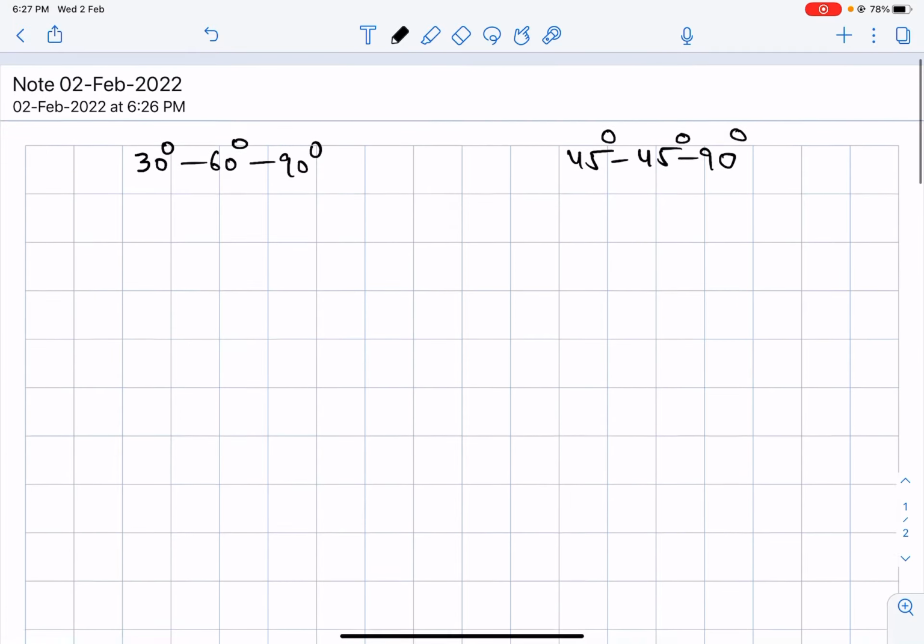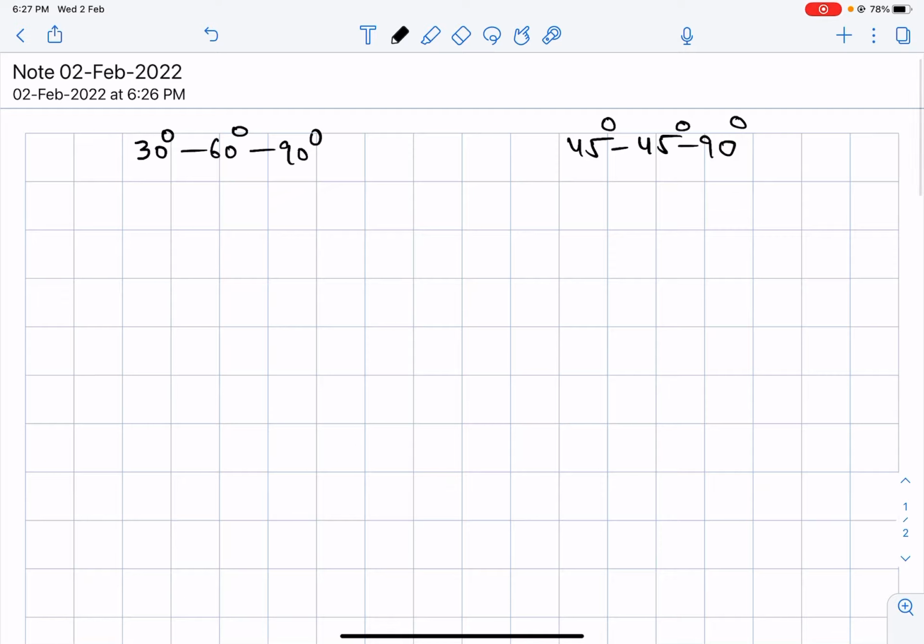So 30, 60, 90, to start with this one, let's start with an equilateral triangle. An equilateral triangle is when all the sides are equal, which means the angles are also equal. So that's 60, 60, and 60. Now we need to find out the relationship of 30, 60, and 90. So I'm going to do a construction here. I'm going to draw a perpendicular bisector. You can do that from any vertex.